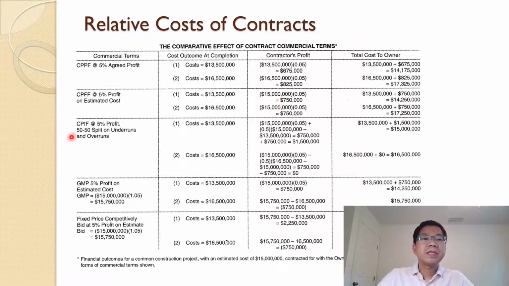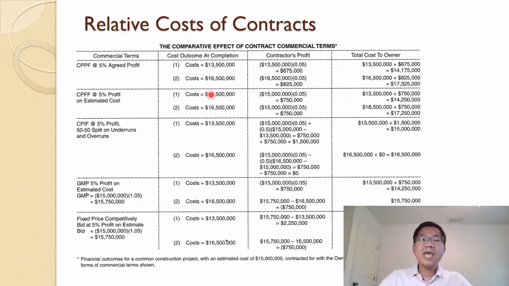Then cost plus incentive fee, 5% profit and a 50-50 split of underrun or overrun. So whatever the saving or whatever the overrun, it will be shared, and in this scenario, 50-50. In the contract, it can be 70-30, 40-60, or 60-40. It depends on the contract. In this case, hypothetically, 50-50.